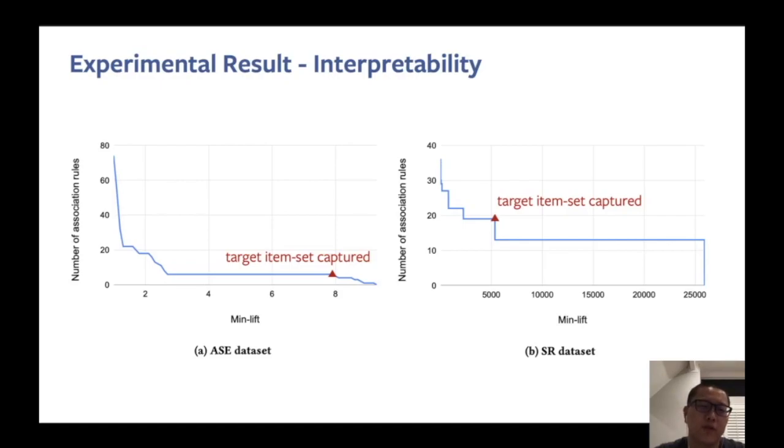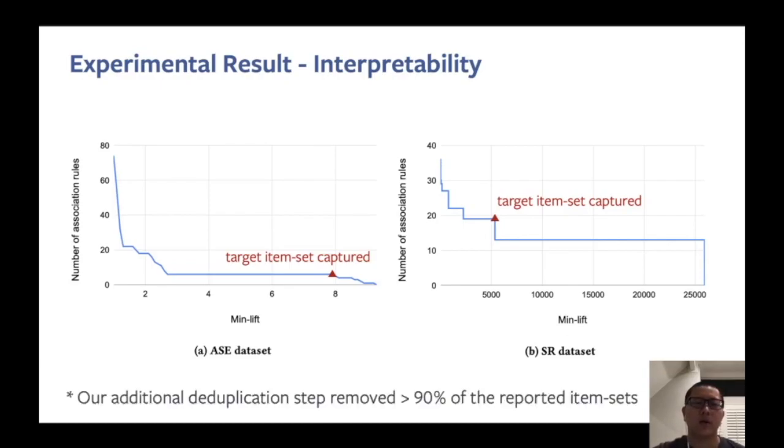So on the left-hand side for the ASE dataset, we see the target item set was captured when there are fewer than 10 association rules or item sets reported. On the right-hand side for the SR dataset, the target item set was captured when there are fewer than 20 item sets or association rules reported. And this is very easy for people to review because you only need to look at no more than 20 item sets to find one that's associated with the biggest issue in this data set.